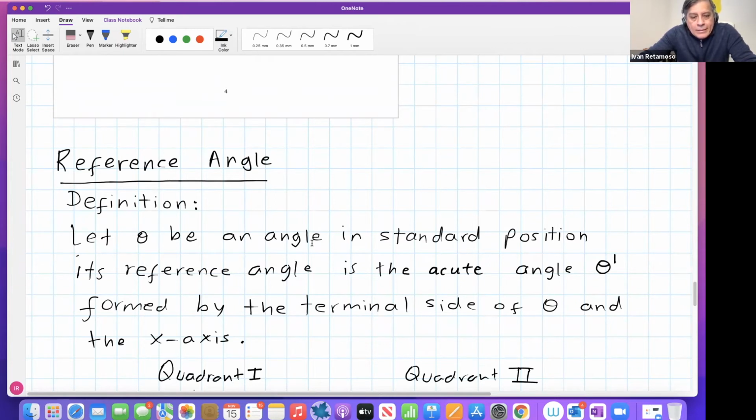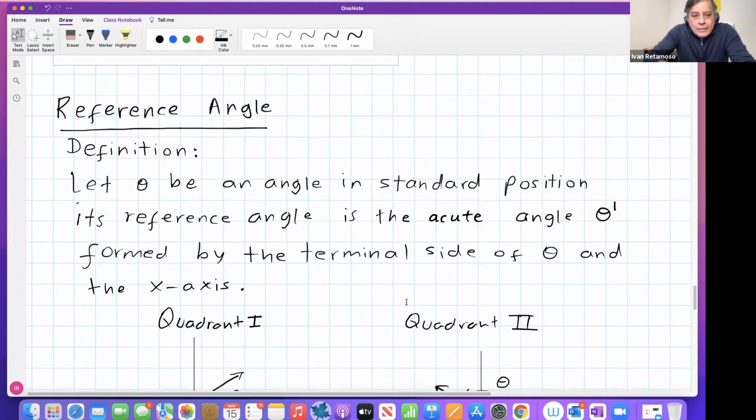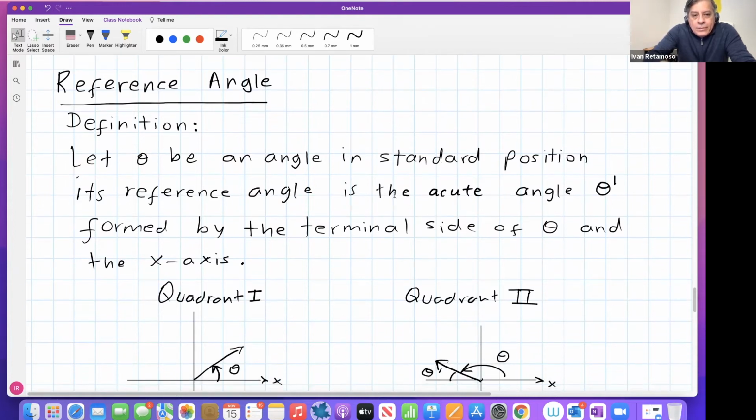So mathematicians realized that if somehow we figure out a way to represent any angle with a reference angle, which is going to be an acute angle, things should be easy for us to work with, right? So if you can represent any angle with an acute angle, then since we know what to do when the angles are small, we should be good to go. So that's the idea behind this definition, the reference angle.